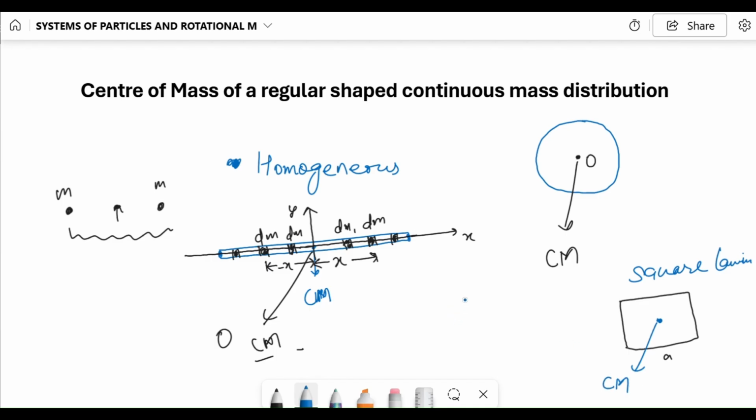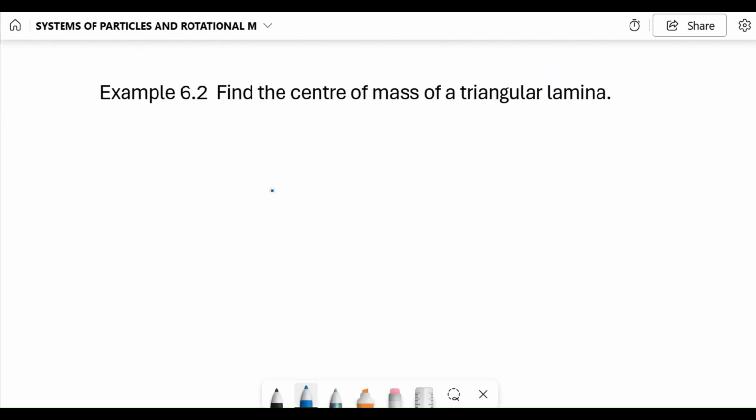In the same way, we can arrive at the conclusion that if we have regular shape objects having continuous mass distribution, or we can say homogeneous, their geometric centers are the centers of mass. Okay, now let's take examples and then we will end this. We are going to take two examples here. Example 6.2: find the center of mass of a triangular lamina.